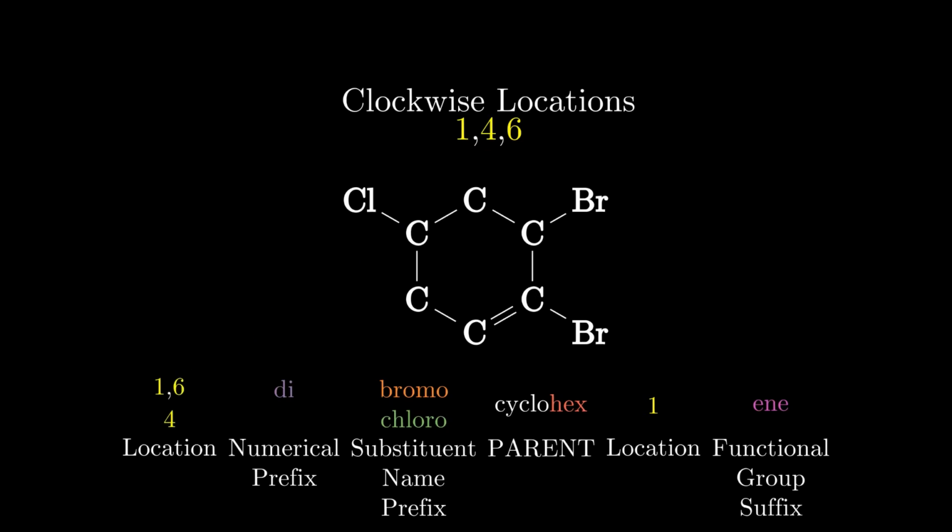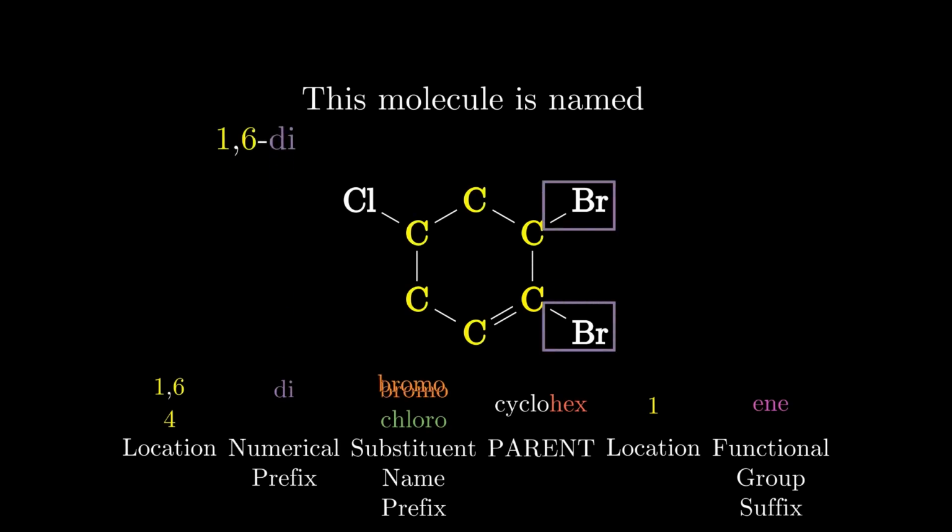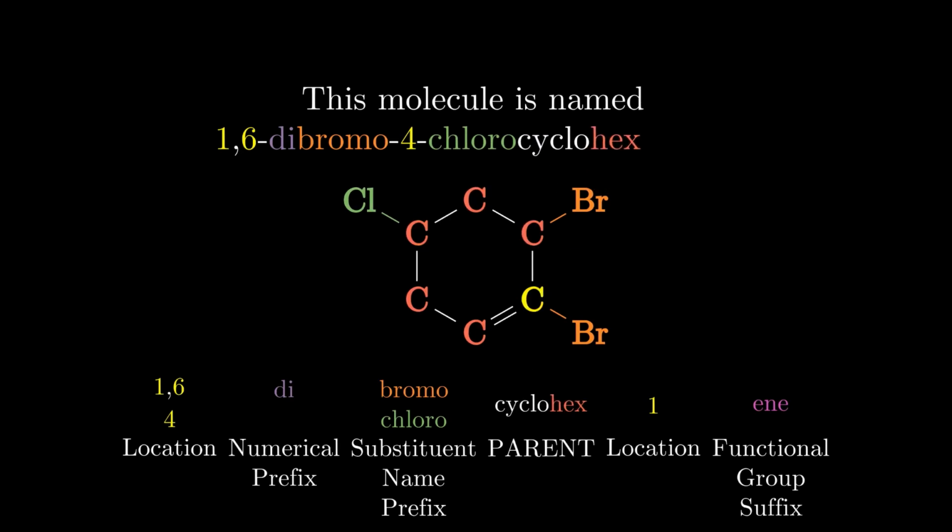With all the substituents and locations identified, we can put together the name of this molecule, which is 1,6-dibromo-4-chloro-cyclohex-1-ene.